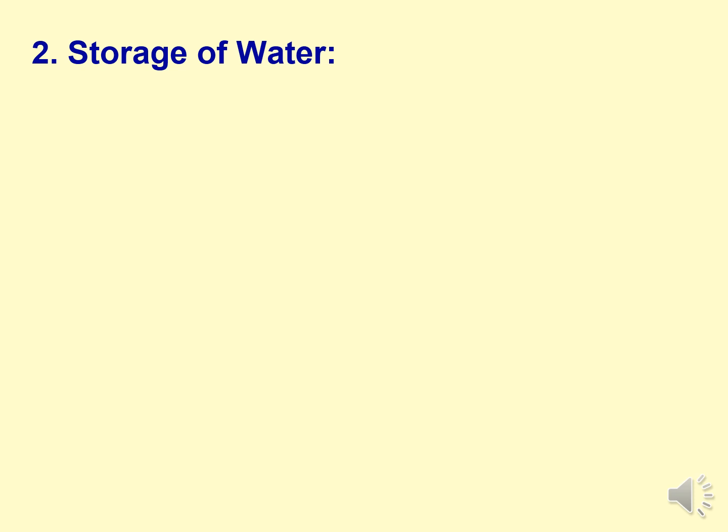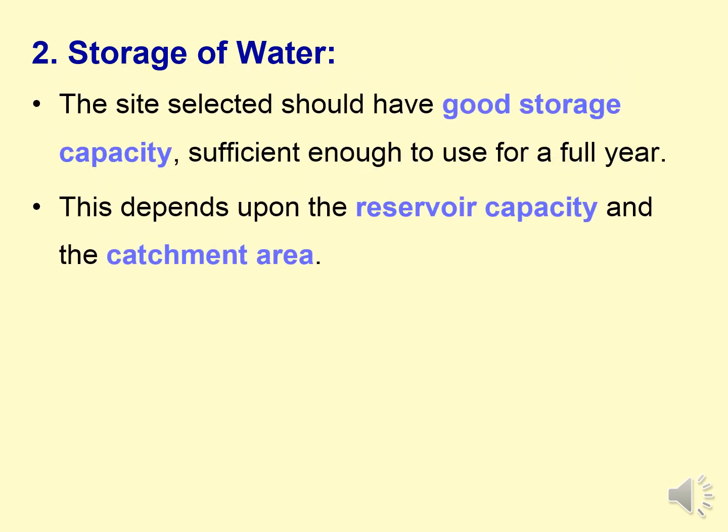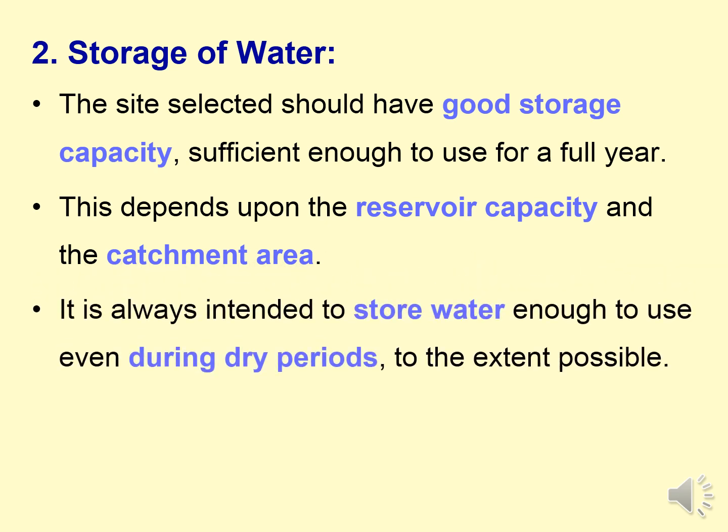Storage of water. The site selected should have good storage capacity sufficient enough to use for a full year. This depends upon the reservoir capacity and catchment area. It is intended to store water enough to use even during dry periods. So, what is the major requirement? Not during the rainy season. During dry periods, the stored water plays an important role to generate the energy.